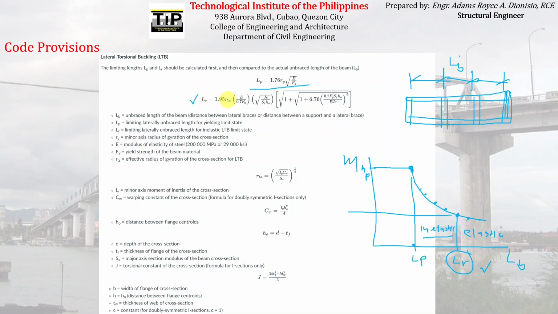1.95 rts quantity E over 0.7 Fy quantity square root of Jc over Sx ho times square root of 1 plus square root of 1 plus 6.76 quantity squared of 0.7 Fy over E times Sx ho over Jc. So, ang haba, di ba?